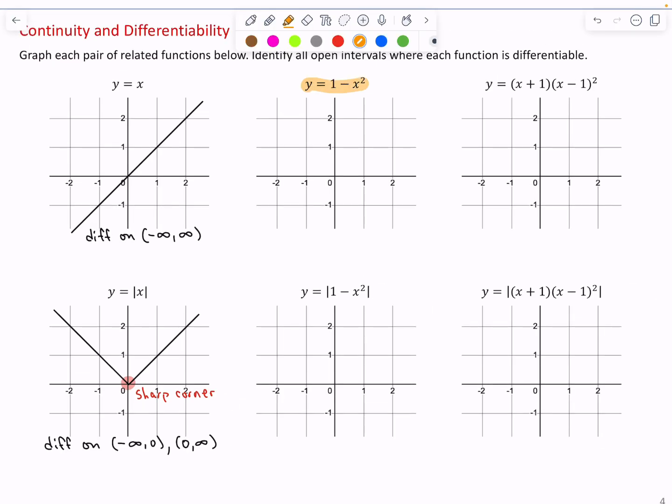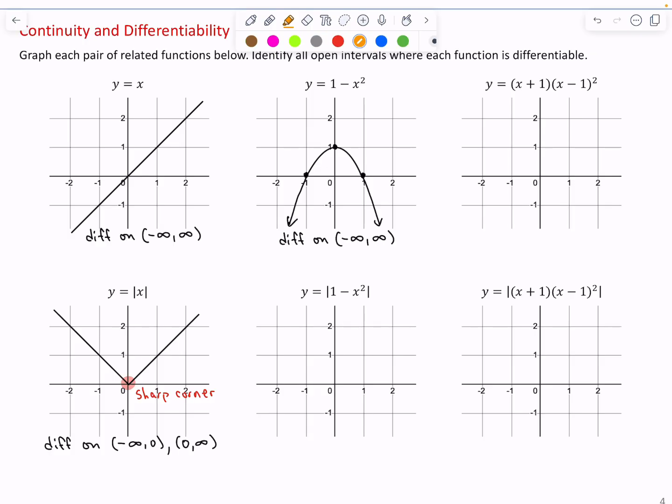Now y equals 1 minus x squared. This graph will be x squared reflected around the x-axis because of the negative, and then shifted up 1. It's an upside down parabola, crossing the x-axis at 1 and negative 1. This is smooth everywhere. At any point on this curve, you can draw a tangent line with a defined slope. So also differentiable on negative infinity to infinity.